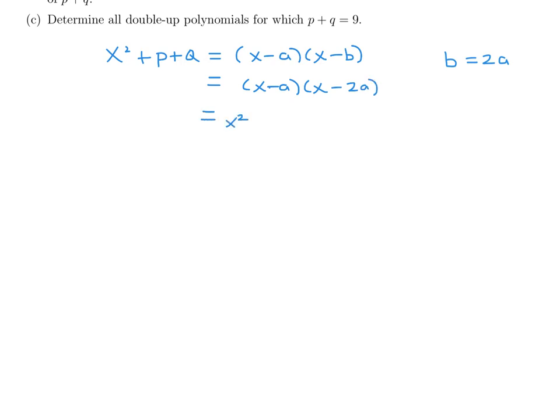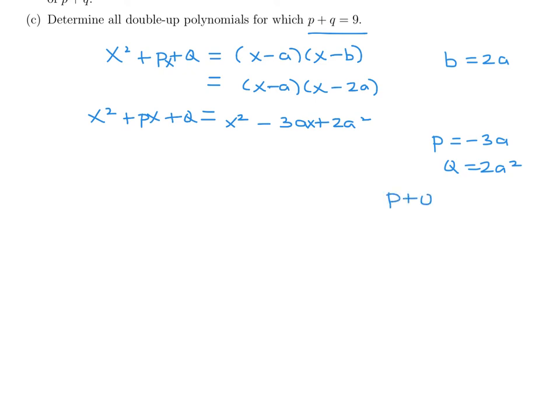So x squared minus 3a x plus 2a squared. And that is equal to x squared plus px plus q. So comparing coefficients, P is equal to minus 3a, and q is equal to 2a squared. And they also tell me that p plus q is equal to 9. So P plus Q is equal to 9.